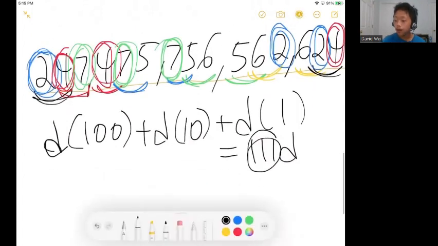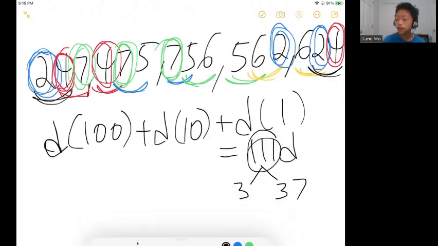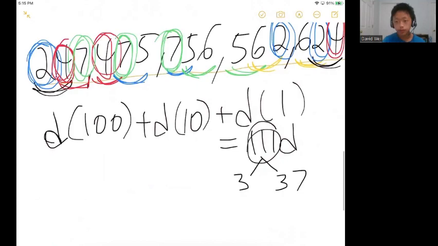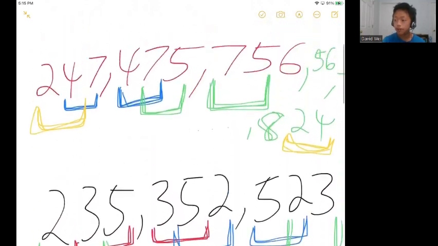And 111, if you were to prime factorize that, you get 3 times 37, which is why 3 and 37 are always factors of the sum of the numbers in the sequence. So back to the original problem, if we wanted to find the largest possible prime factor, the answer would just be 37. And that would be choice D.